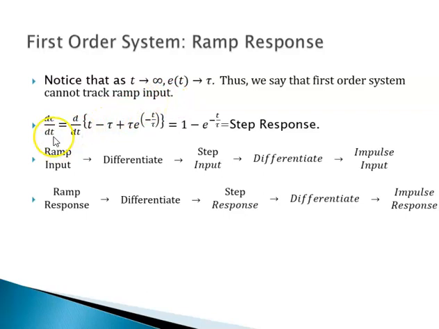Also notice, if you differentiate the ramp response, you get the step response. This is one feature of linear time invariant systems. You take the ramp input, differentiate, you get step input. Differentiate that, you get impulse input. The same applies to output also. Take the ramp response, differentiate, you get the step response. Differentiate again and you get the impulse response.